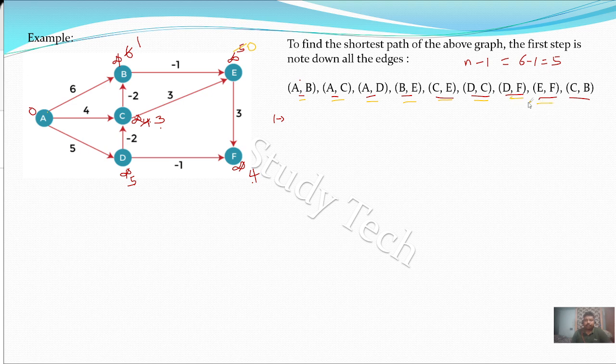D to C, 3 is the minimum, leave it. And D to F, 5 minus 1 is 4, leave it. And E to F, 0 plus 3, 3 is the minimum, so we have to update E to F. And C to B, the C value is 3, 3 minus 2 is 1, already 1 is there, leave it.